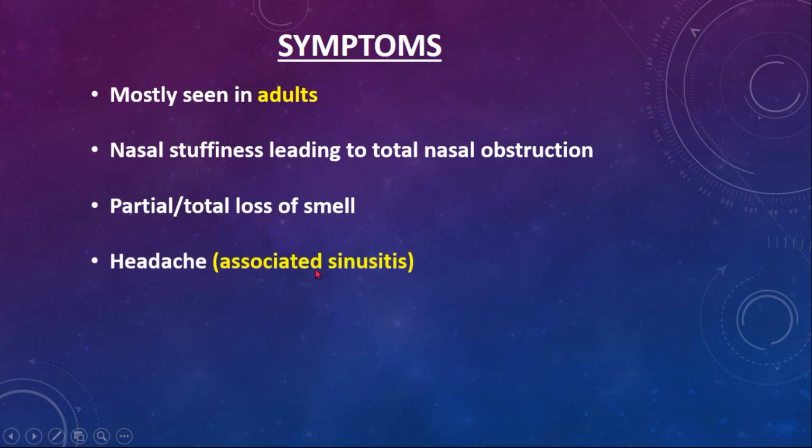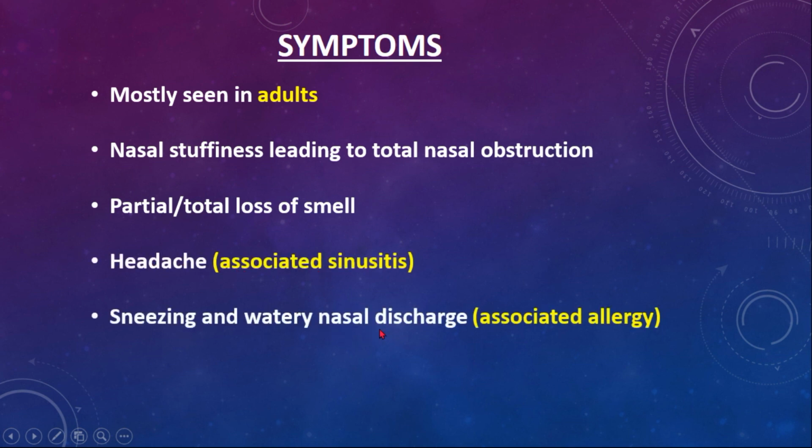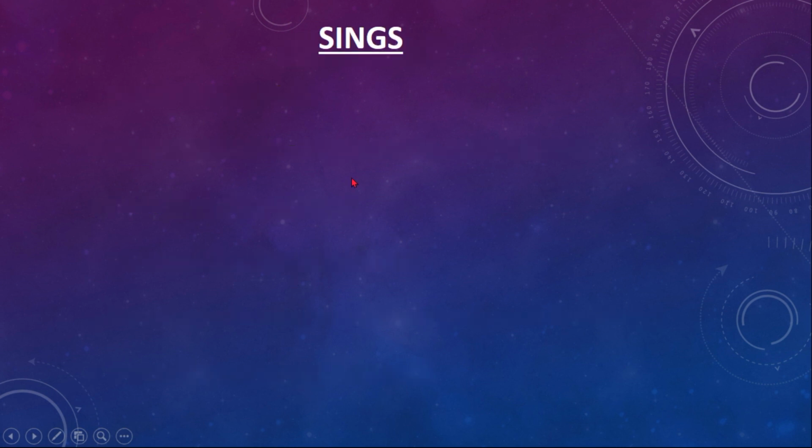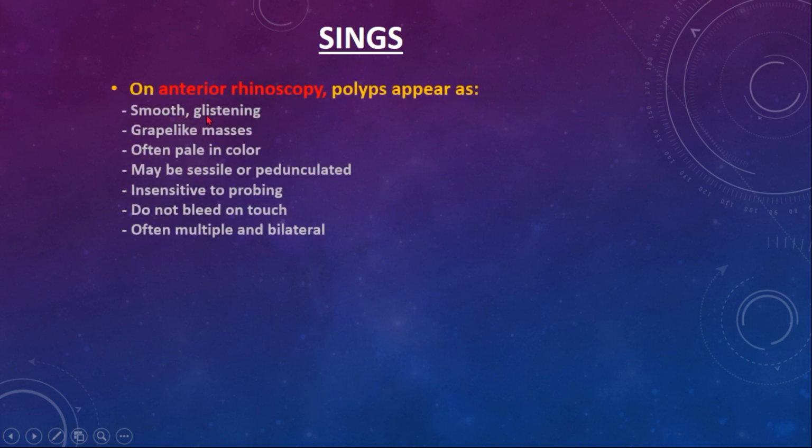Headache due to associated sinusitis, sneezing and watery nasal discharge due to associated allergy, and protruding mass from the nostril. What are the signs? Signs we can find on anterior rhinoscopy are smooth, glistening surface of polyps, grape-like masses, multiple masses, round, oval to round, often pale in color, may be sessile or pedunculated due to excessive sneezing and gravity, insensitive to probing, do not bleed on touch, often bilateral and multiple.